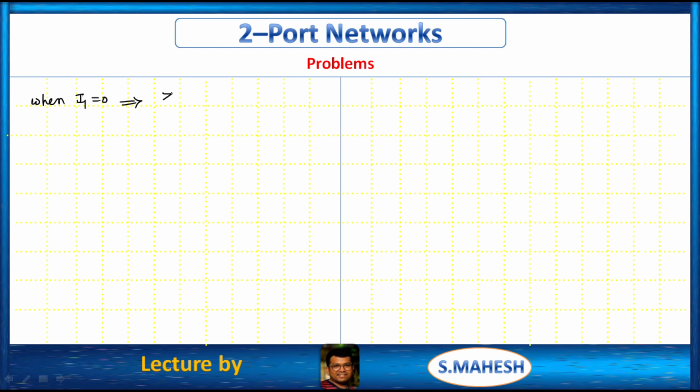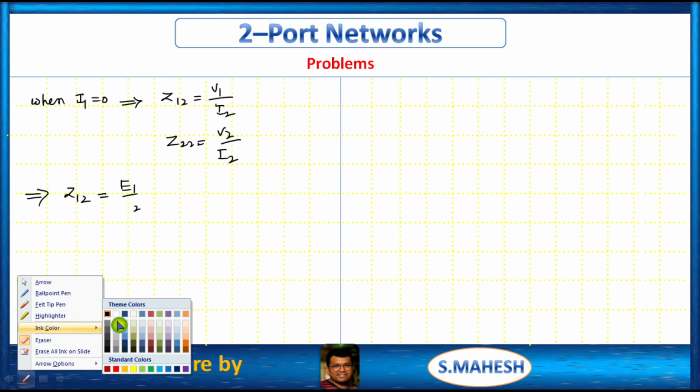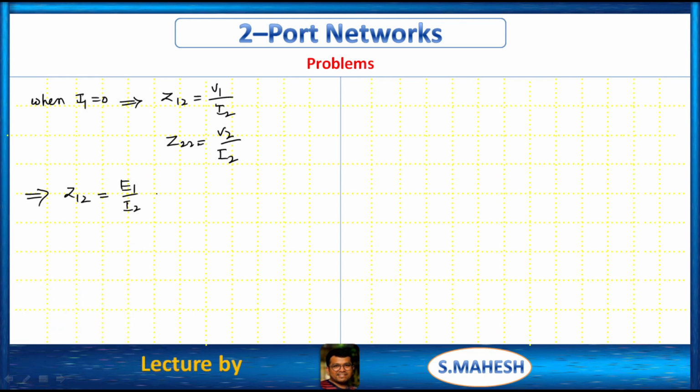Therefore when I1 equals 0, we have Z12, which equals V1 by I2, and likewise Z22, which equals V2 by I2. Now we have to get the value of Z12, which equals E1 by I2. We all know that E1 is 2I, divided by I2. Obviously I2 equals 2I. So Z12 is nothing but 1 ohm.